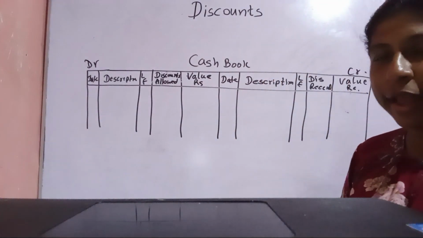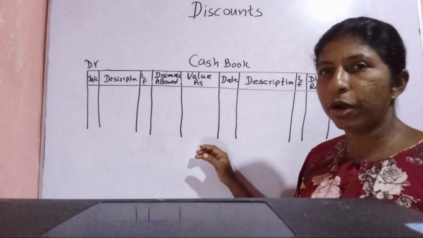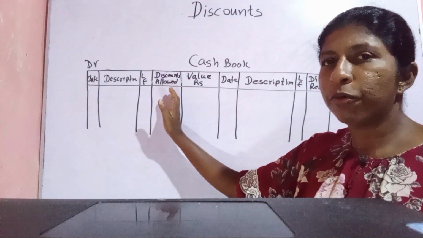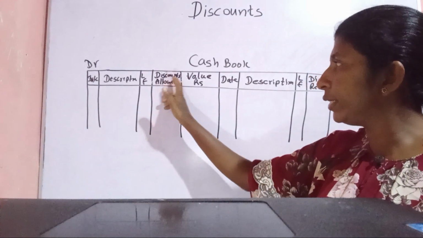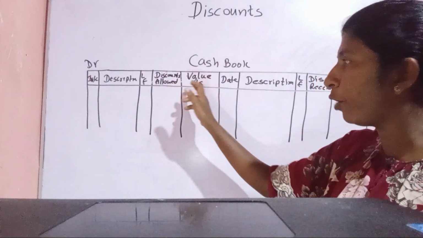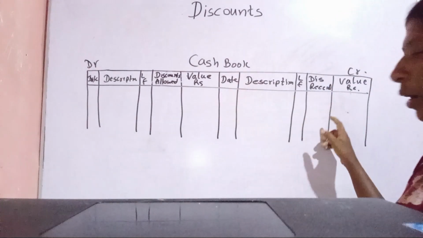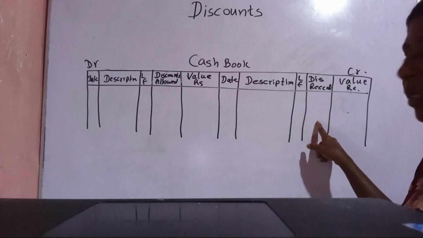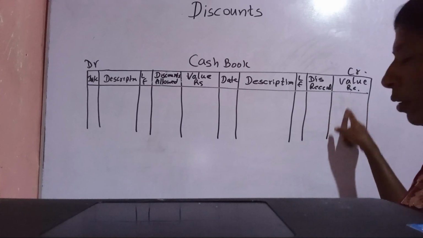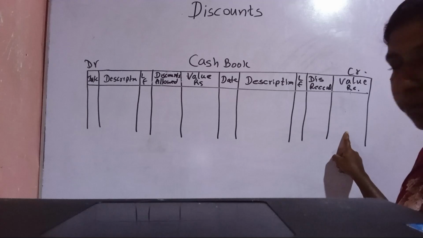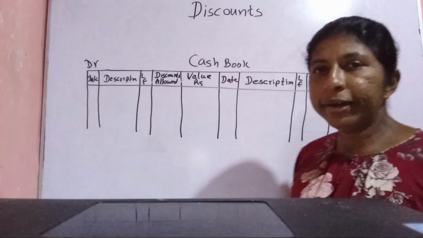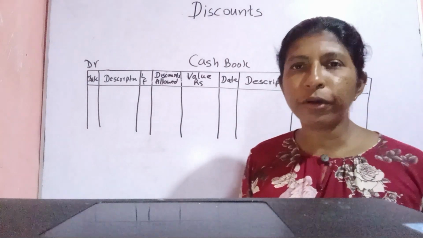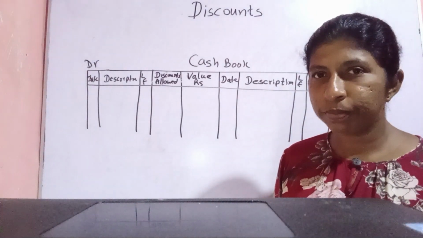If we see the cash book including discount columns, we have to add two columns, one for the debit side as discounts allowed before the value column, and in the credit side also we have to add a separate column called discount received and then the value column. Shall we take one example and I will explain how to record it.